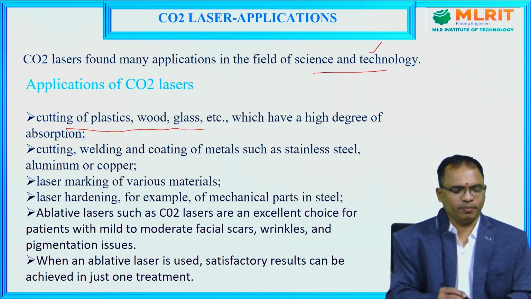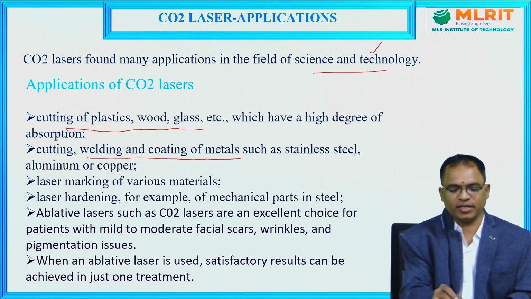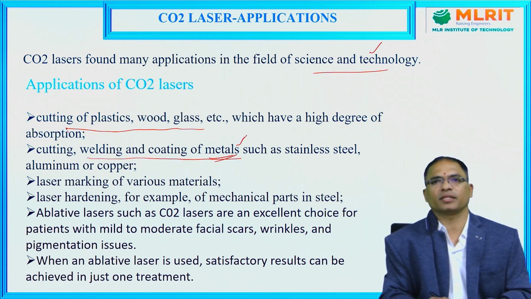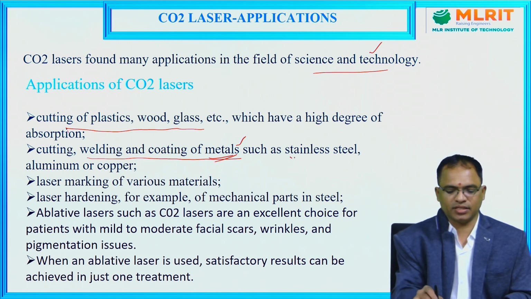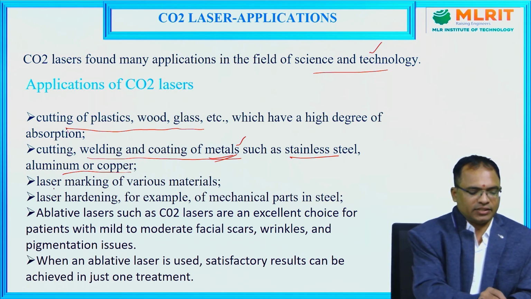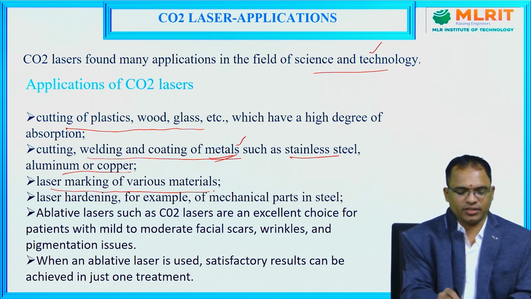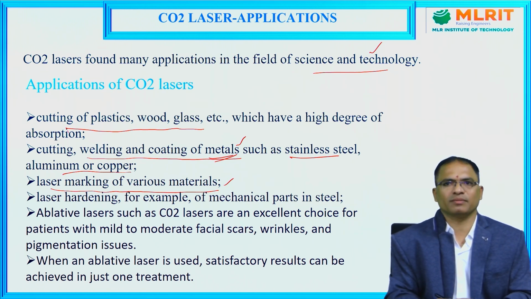Not only plastic, wood and glass, they are also used for cutting, welding and coating of metals such as stainless steel, aluminum or copper. Carbon dioxide lasers also find applications in laser marking of various materials, such as engraving some letters on glass or some other metals. That is called laser marking.